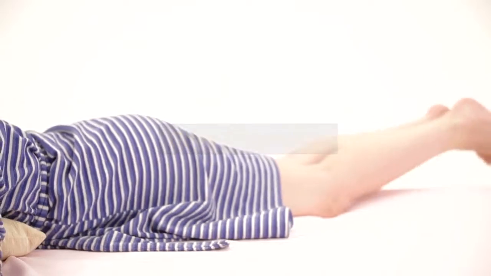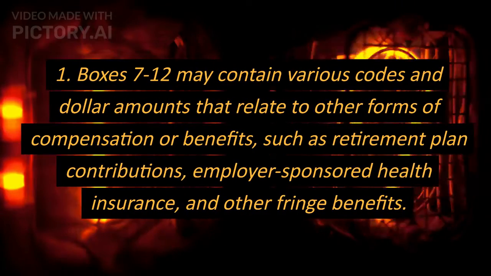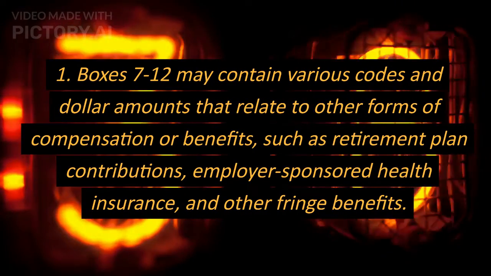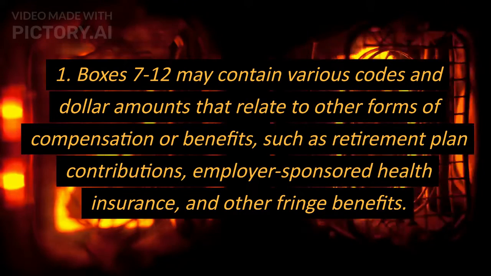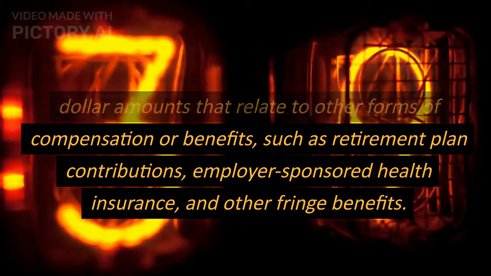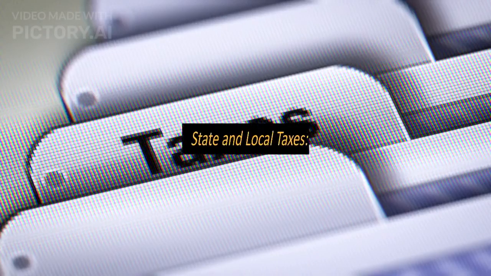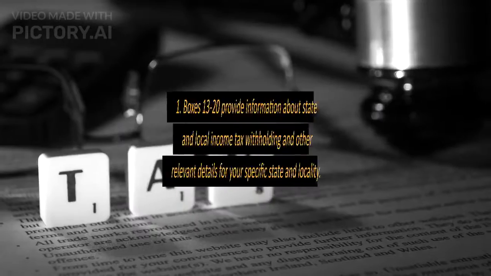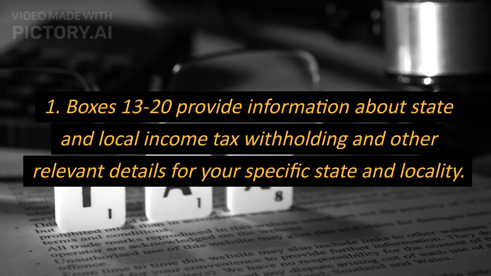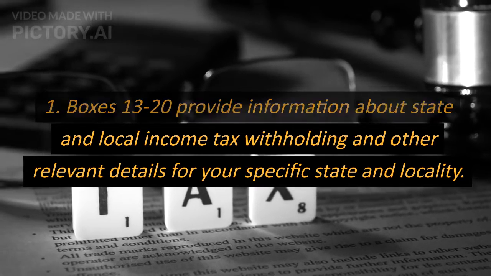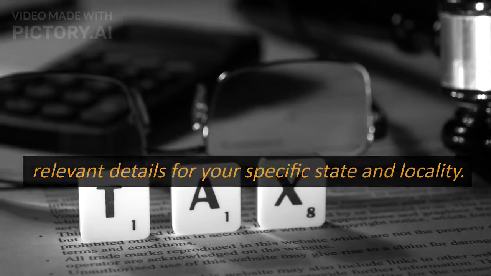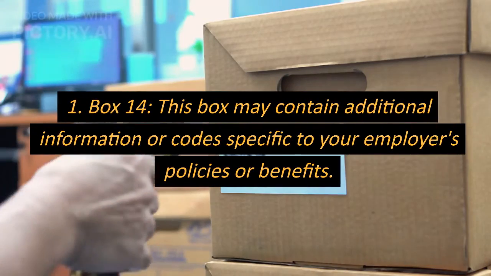Other information. Boxes 7 to 12 contain various codes and dollar amounts that relate to other forms of compensation or benefits, such as retirement plan contributions, employer-sponsored health insurance, and other fringe benefits. State and local taxes. Boxes 13-20 provide information about state and local income tax withholding and other relevant details for your specific state and locality. Additional information. Box 14.